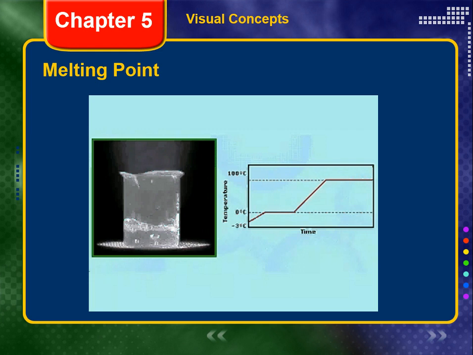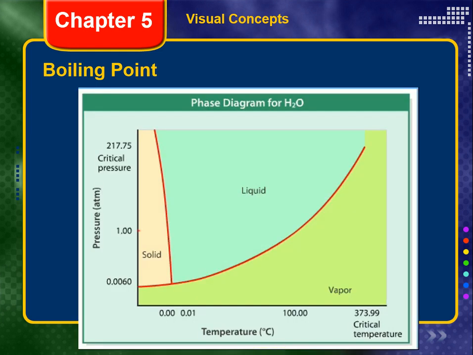The boiling point of water can be found on a phase diagram by starting at 1 atmosphere on the pressure axis and moving to the right until you reach the liquid vapor line. The temperature is read by tracing from the boiling point down to the temperature axis. This temperature is the normal boiling point of water.